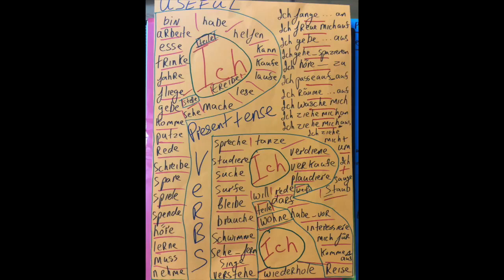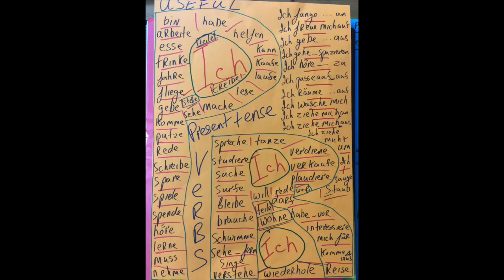Ich interessiere mich für, I am interested in. Komme aus. Ich komme aus. So again in the sentence, ich komme aus. Ich reise. Now you're going to focus on the big red writing of ich, and I have a few extra verbs there we're going to discuss. So we'll do the ones at P first.